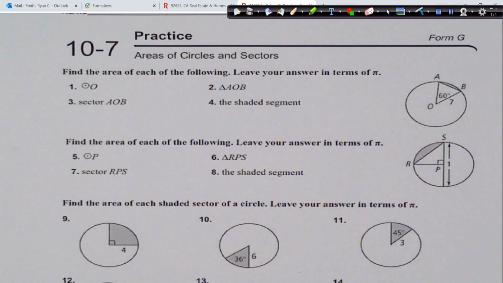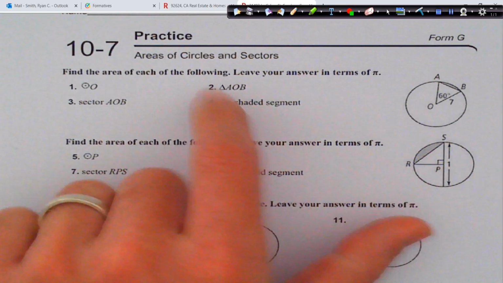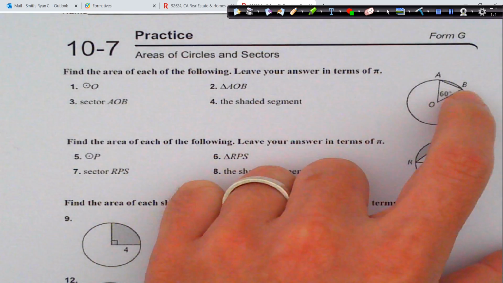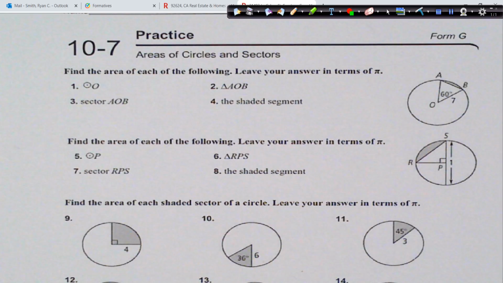Find the area of each of the following. Leave your answer in terms of pi. So I'll be doing the evens. Our first one is triangle AOB. We have a triangle AOB and it has 60 degrees in there with a 7.